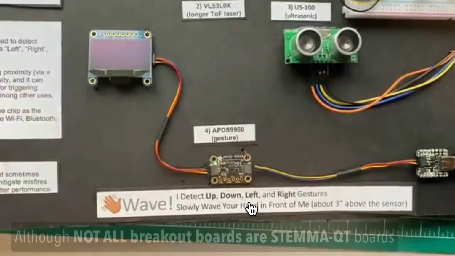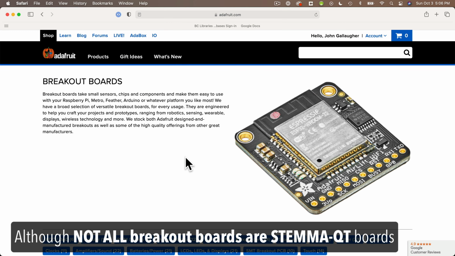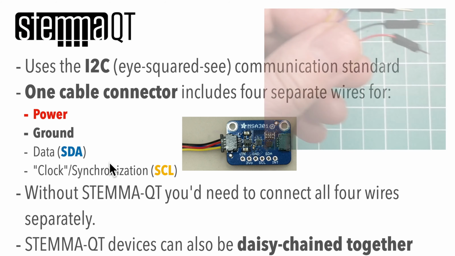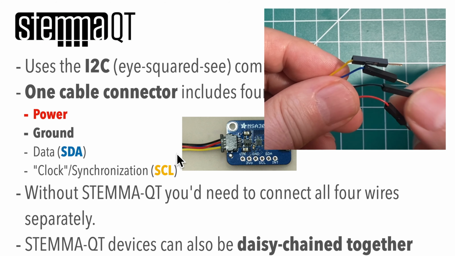Sometimes you'll hear add-on boards like this referred to as breakout boards. Now, STEMMA-QT devices use a communication standard called I²C, written as the letter I, the number 2, and the letter C. Now, most microcontroller boards support I²C. That's just a communication standard between boards and add-on devices. But if you don't have a STEMMA-QT port like this, then to use I²C, you have to hook up 4 separate wires for power, ground, data, and clock.